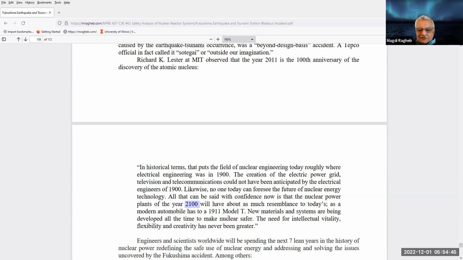New materials and systems are being developed all the time to make nuclear safer. The need for intellectual vitality, flexibility, and creativity has never been greater, and our small group of people are there to be part of it.